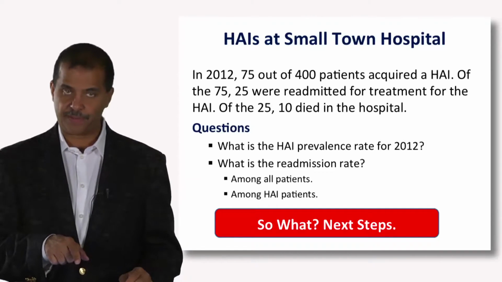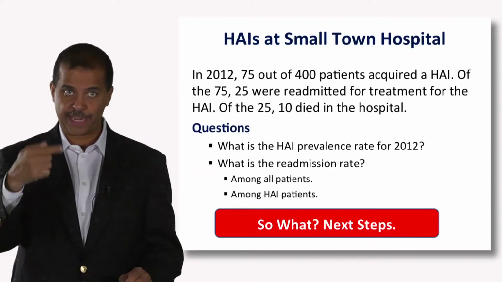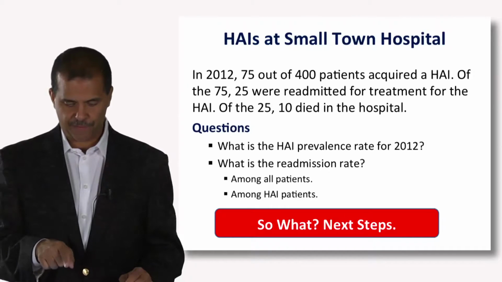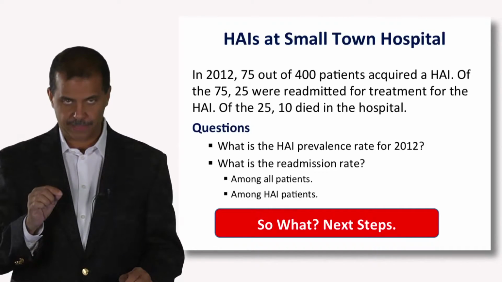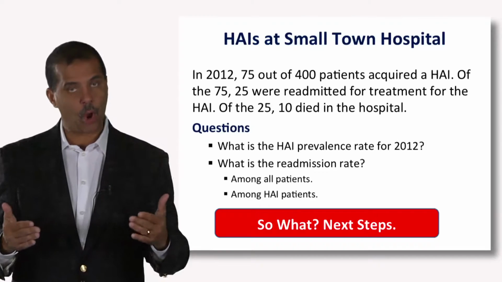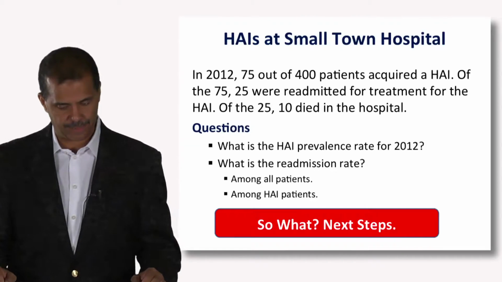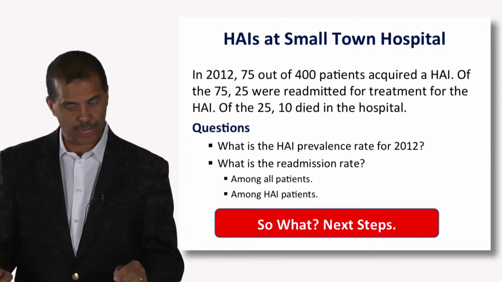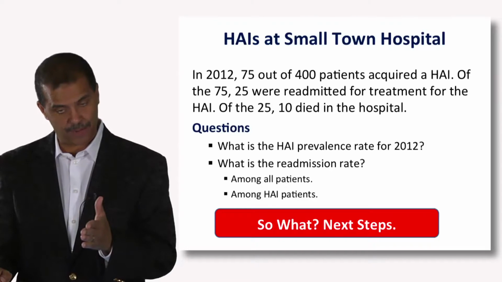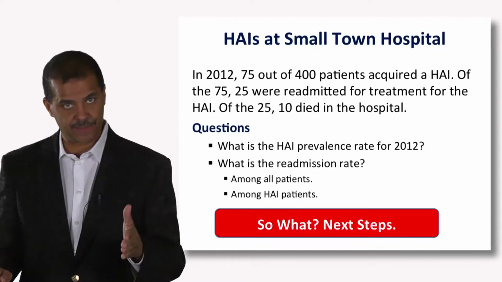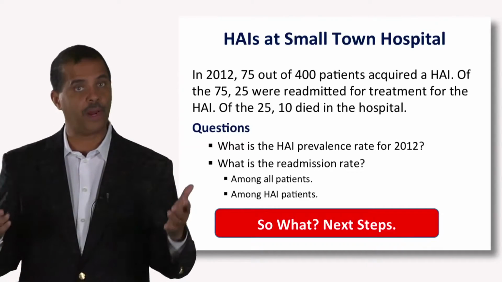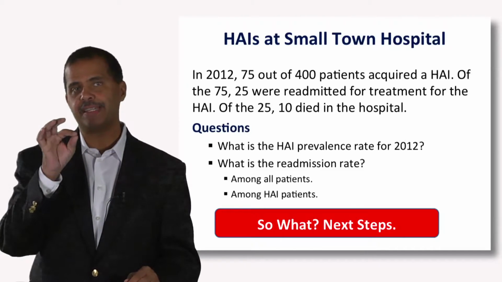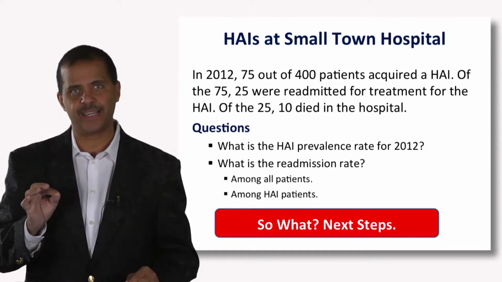Now let's go to the readmission rate. Of the 75 that acquired the HAI, 25 were readmitted for treatment. Among all patients, we don't have data for that, but the readmission rate would be 25 readmitted out of the 75 that had the HAI, or 1/3. So this is the analysis stage.